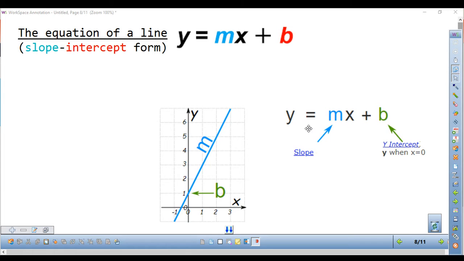So just recapping from last week, when an equation is graphed, a straight line is graphed, you can take a look at its slope, shown here as m, and its y-intercept of b. So again, we have that equation, y is equal to mx plus b, where m represents slope, b represents the y-intercept, or in other words, the y value when x is equal to 0. And we're going to look at a few different examples this week.